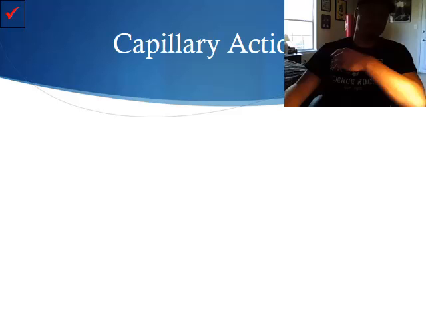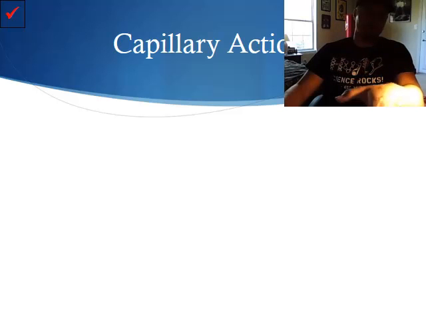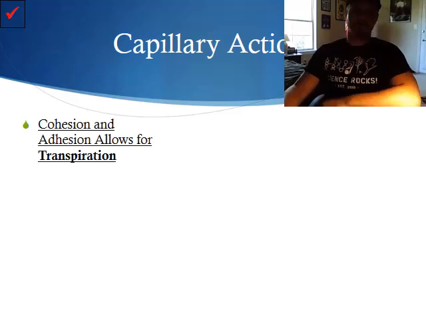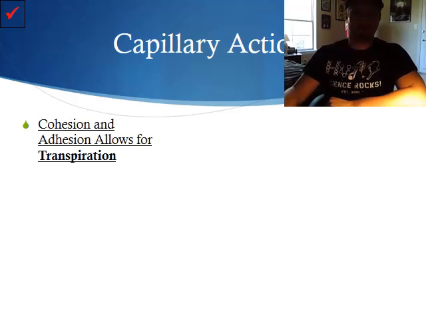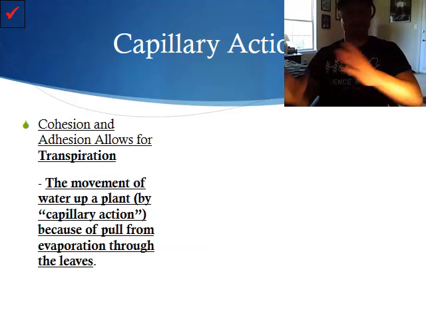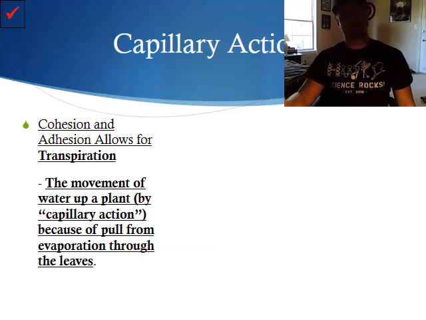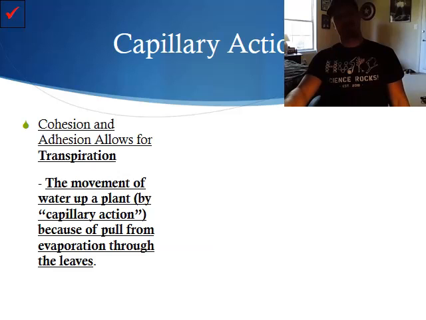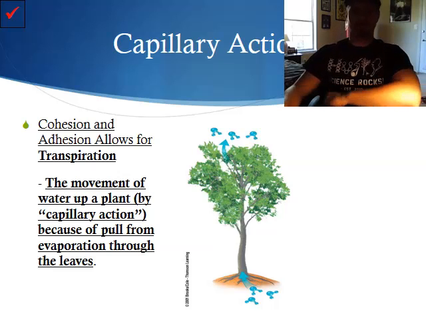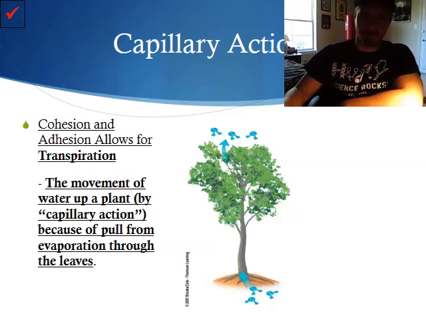So another example here that uses both cohesion and adhesion is something called capillary action, or transpiration. So what is transpiration? That is the movement of water up a plant by capillary action because of the pull from the evaporation through the leaves. So what we have here is a tree.